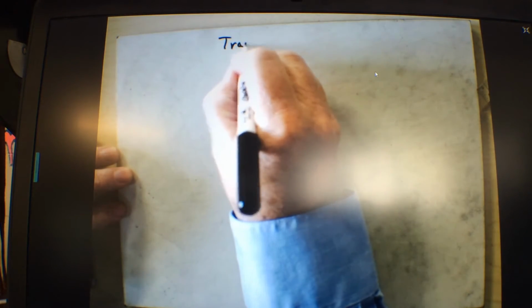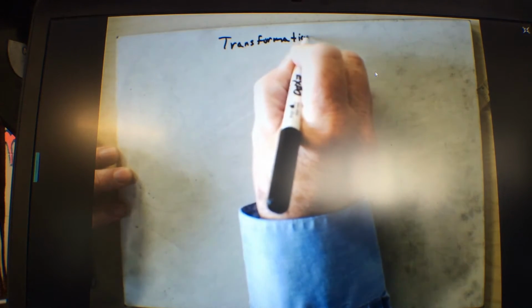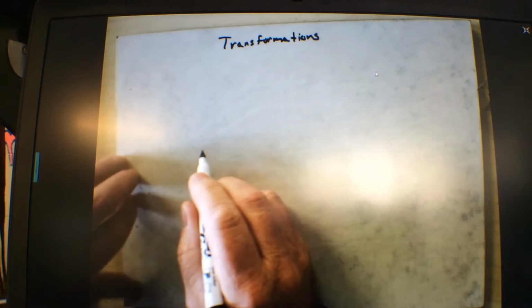Okay. So this is geometry. This is section 3.1, reflections, page 221. I'm going to start by explaining that we're going to look at transformations. There is some general information that you kind of need to know.